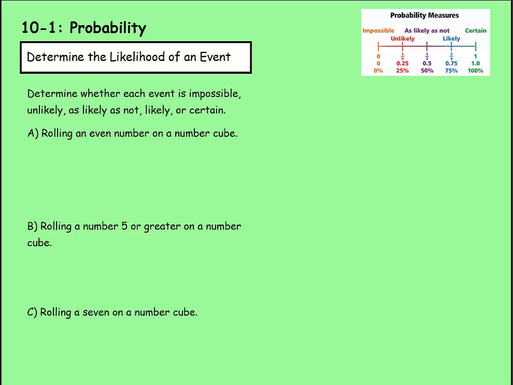We're going to try that with a couple other situations here. It says determine whether each event is impossible, unlikely, as likely as not, likely, or certain. Our first problem is rolling an even number on a number cube. So a number cube has numbers 1 through 6. So I'm looking for even numbers, so I could say even and then not even. The ones that are even would be 2, 4, and 6. The ones that are not would be 1, 3, and 5. Since half of the event outcomes are even, I would have to say it's going to be as likely as not.